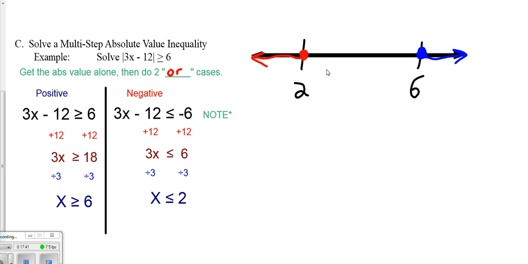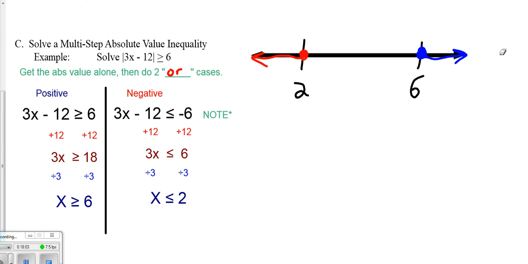Okay. Again, if you want, we can test it out. Let's pick 4. 4 is right in between here. So if we plug in 4, 3 times 4 is 12, minus 12 is 0, absolute value of 0 is 0. Is 0 greater than or equal to 6? Nope. That's why this one doesn't work.